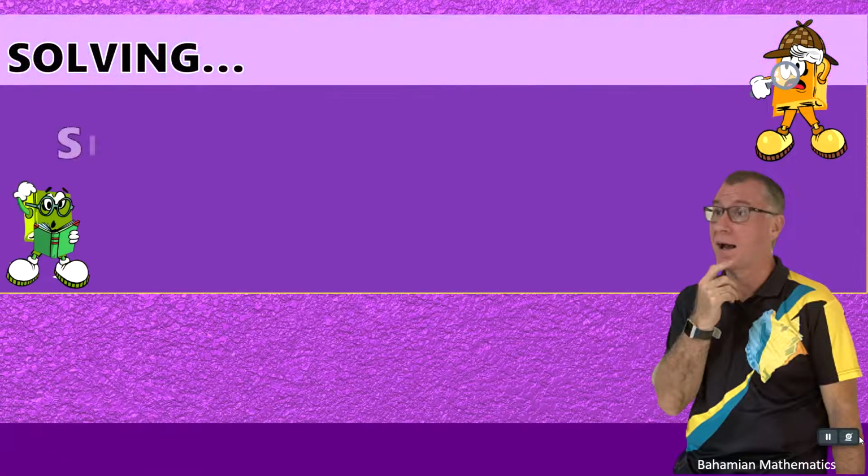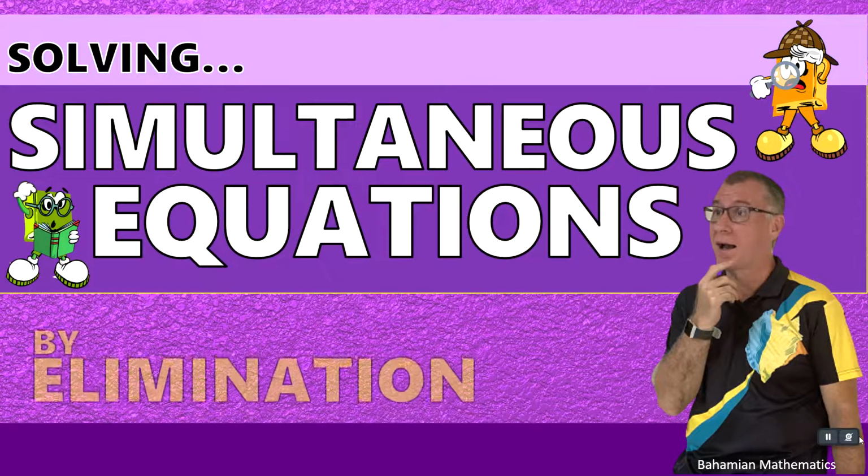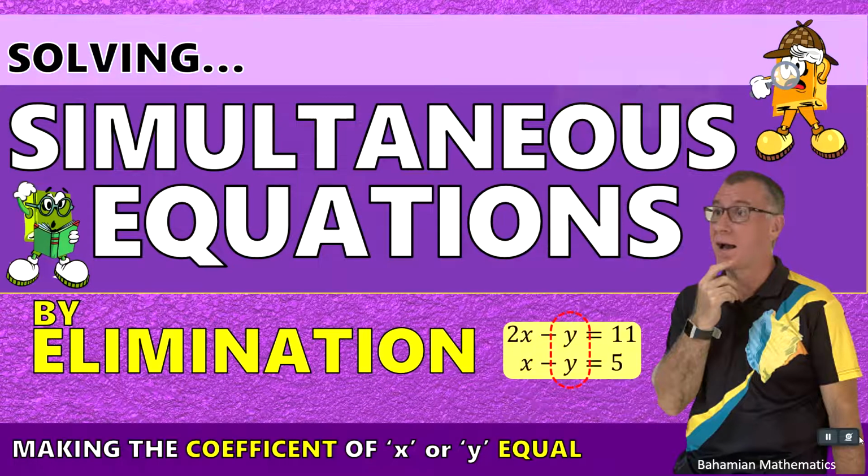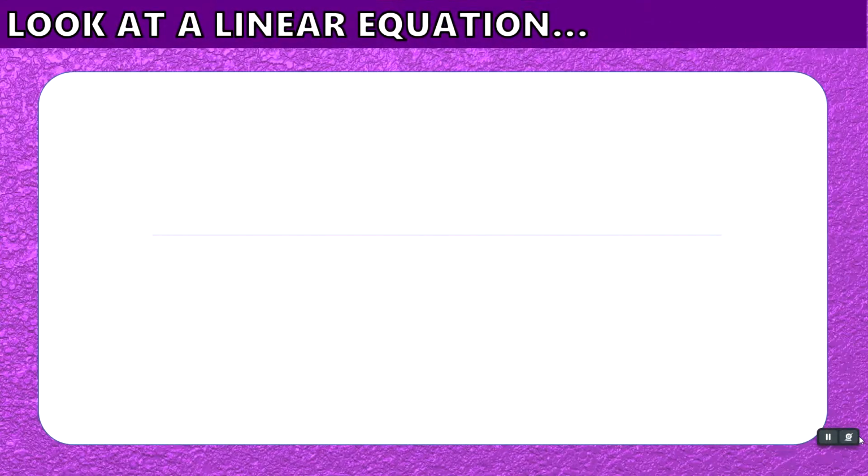In today's video, we will be solving simultaneous equations using the elimination method. We will make the coefficient of either x or y equal in order to eliminate it. Let's take a look at how that works.